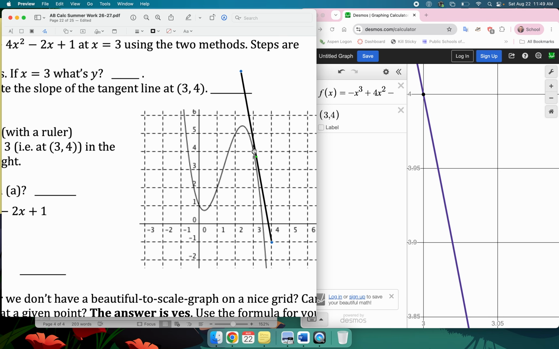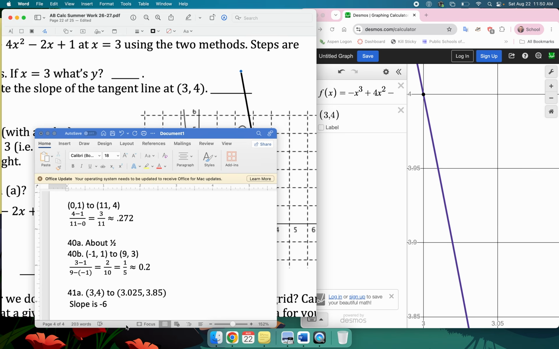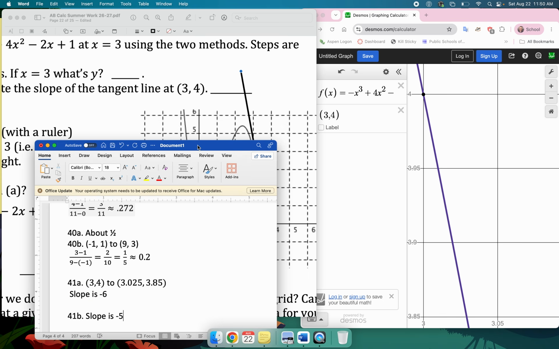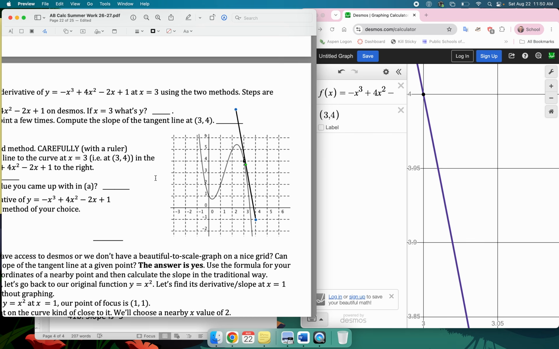Well, between these two points, it looks like it goes down 5 over 1. So like negative 5. So 41b, I'm saying that the slope is negative 5. As you can see, that's obviously different from what I got here. This is an estimation. I don't actually know what the slope is.